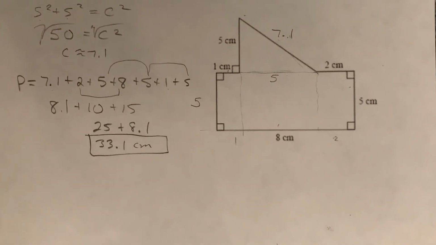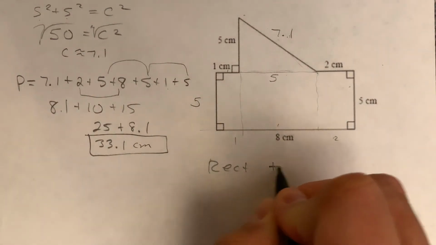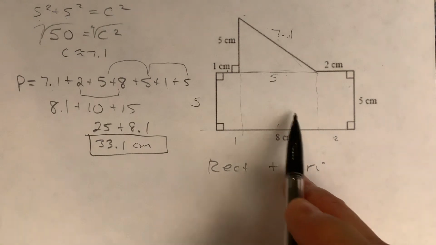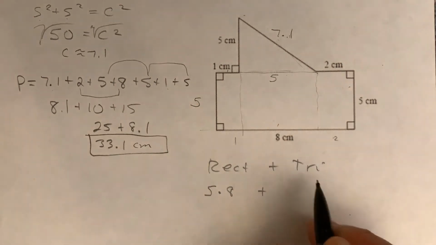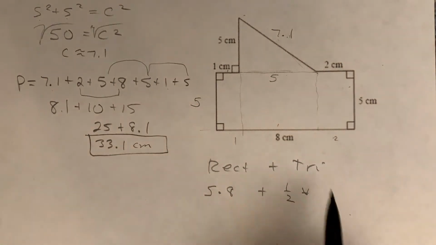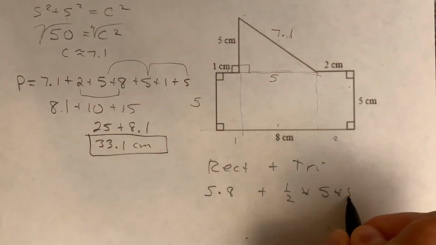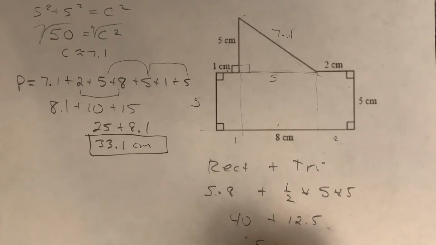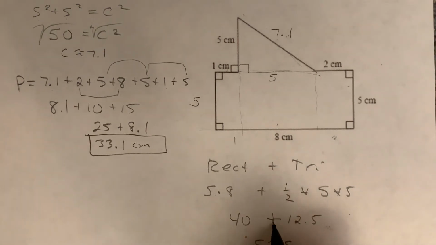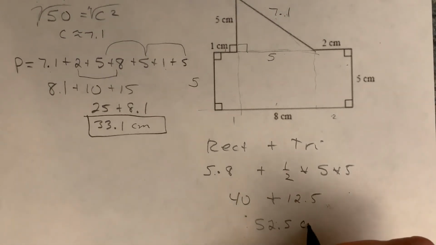Okay, let's go to the area now. For the area, we're going to be finding, again, the rectangle plus the triangle. So I'm going to put rectangle plus triangle. The rectangle is going to be 5 by 8. So it's base times height, 5 times 8. The triangle is going to be half, because it's always half, times 5 times 5, again, the right angles. So 5 times 8 is 40. Half of 25 is 12.5. And we get 52.5. And that's going to be in centimeters squared.